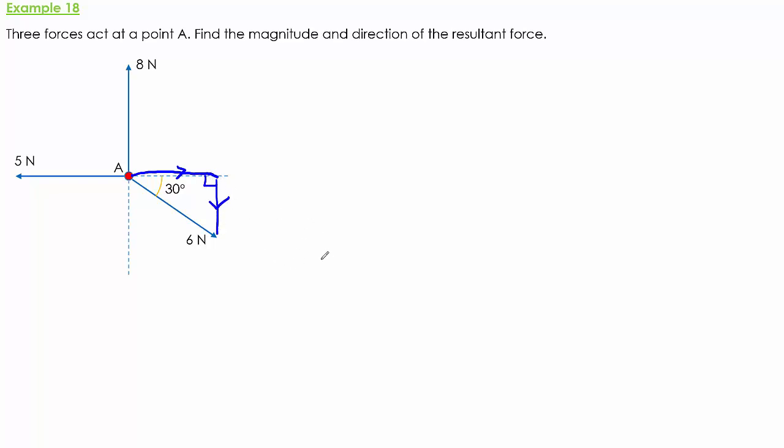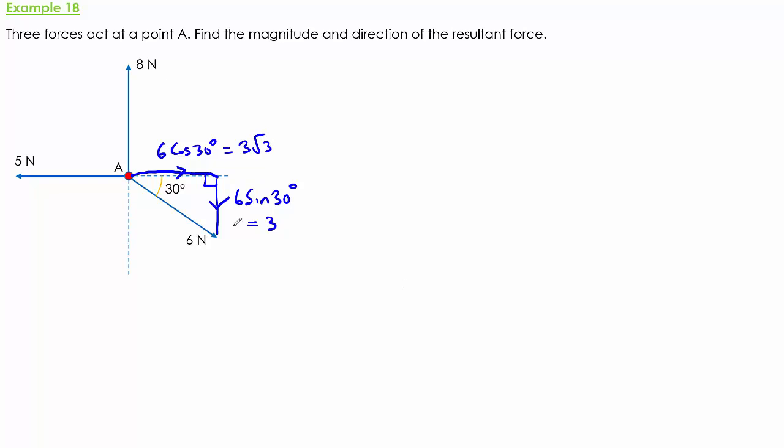And this is just a right-angled triangle with this angle here. The hypotenuse is 6 of course, so this one would be 6 cos 30, cos because this is the adjacent, and this would be 6 sine 30, which is actually just equal to 3. And I know that cos 30 is root 3 over 2, so this one is 3 root 3.